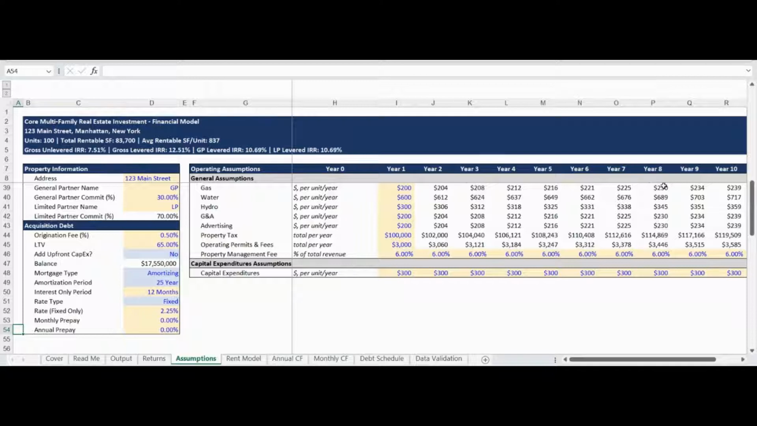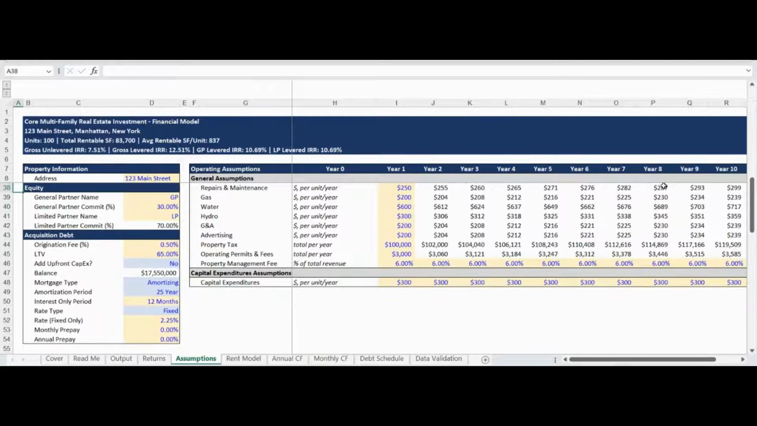The next non-operating assumption is for the general partner and limited partner equity contribution. The final non-operating assumption input is for the acquisition debt. There are assumptions for origination fees, loan-to-value, interest rate, and the opportunity to utilize monthly or annual prepayments. There are also trigger assumptions to select amortizing or interest only for the loan as well as select a fixed or floating interest rate.